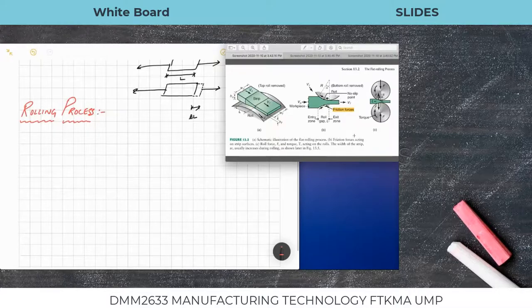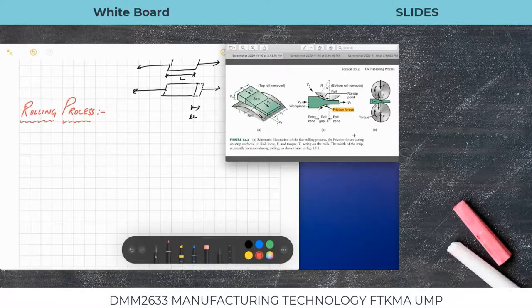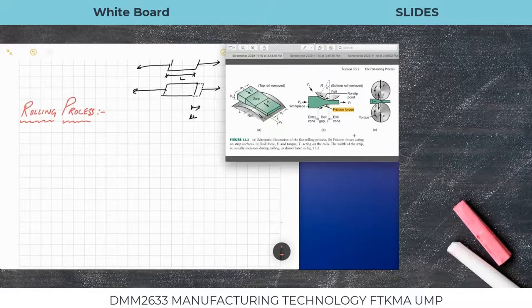As you know, in the flat rolling process we have got two rolling mills, right? So let's make two rolling mills first. So we have got rolling mill number one, or a roller, this is called a roller, and then I've got roller number two. So these are two rollers.